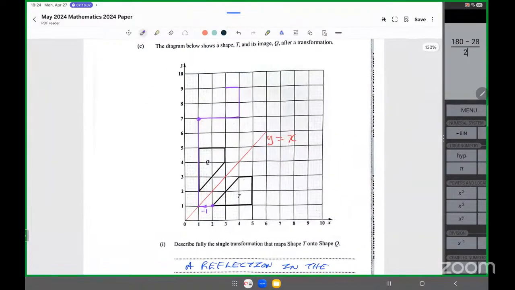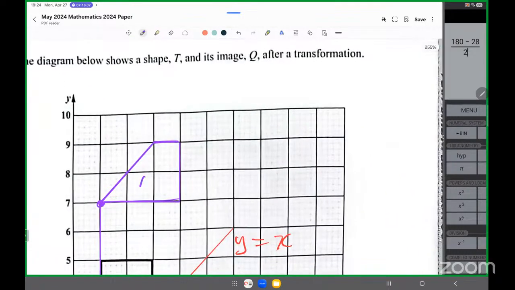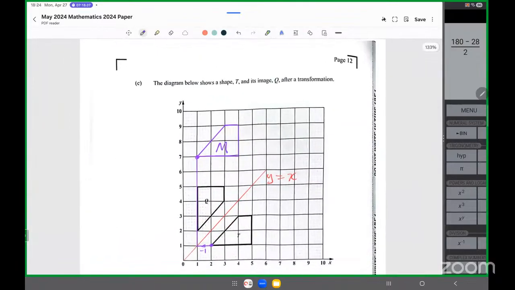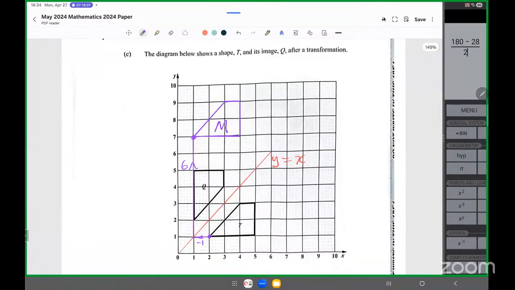Then that diagonal line completes the shape. So just complete the shape with this diagonal line as well. That is your shape. You label it M. That is it. So we went 6 units up and 1 unit to the left.